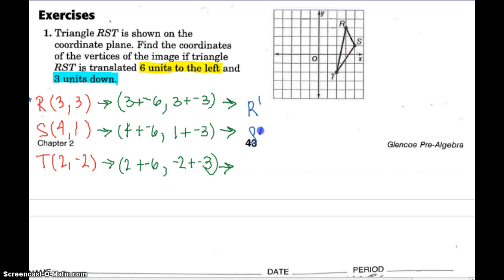So raise your hand if you have R prime. Alex, what did you get for R prime? (-3, 0). Very good. And Drake, S prime? (-2, -2). Very good. Addison, T prime? (-4, -5). Very nice. Now let's go up here and plot the points and see what our translation looks like. Okay, so you'll see your triangle got slid to the left 6 and down 3.